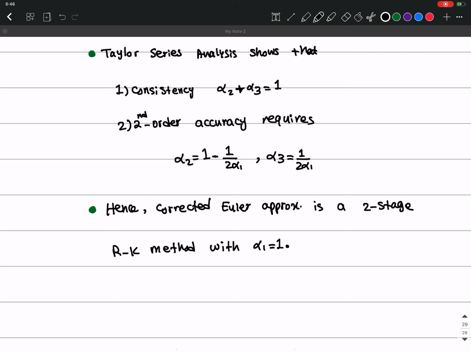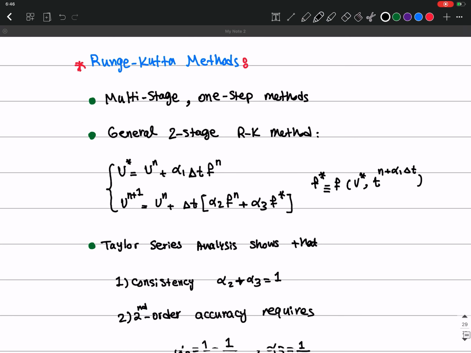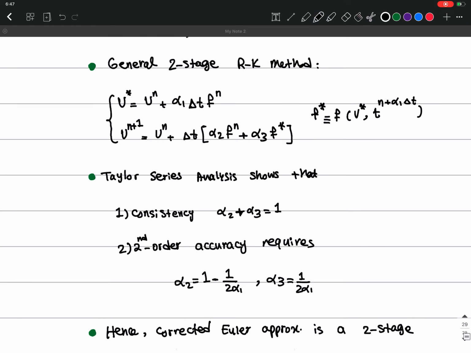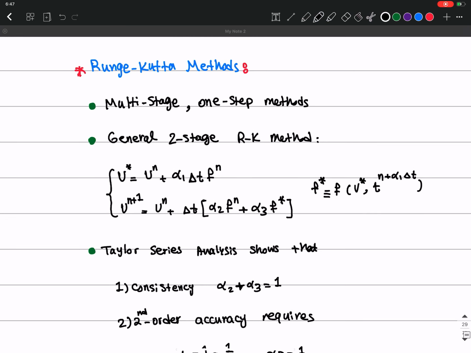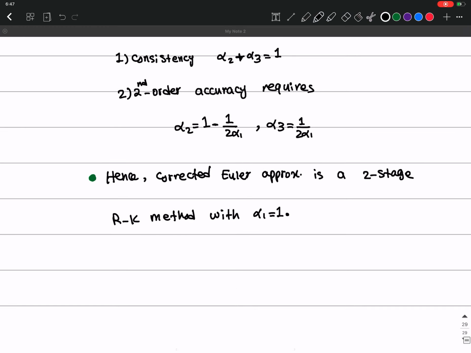So as you see, the corrected Euler approximation is just a subset of these general Runge Kutta methods. So corrected Euler is also a two-stage Runge Kutta method. And Runge Kutta methods are a more general form of multi-stage, one-step methods, okay?